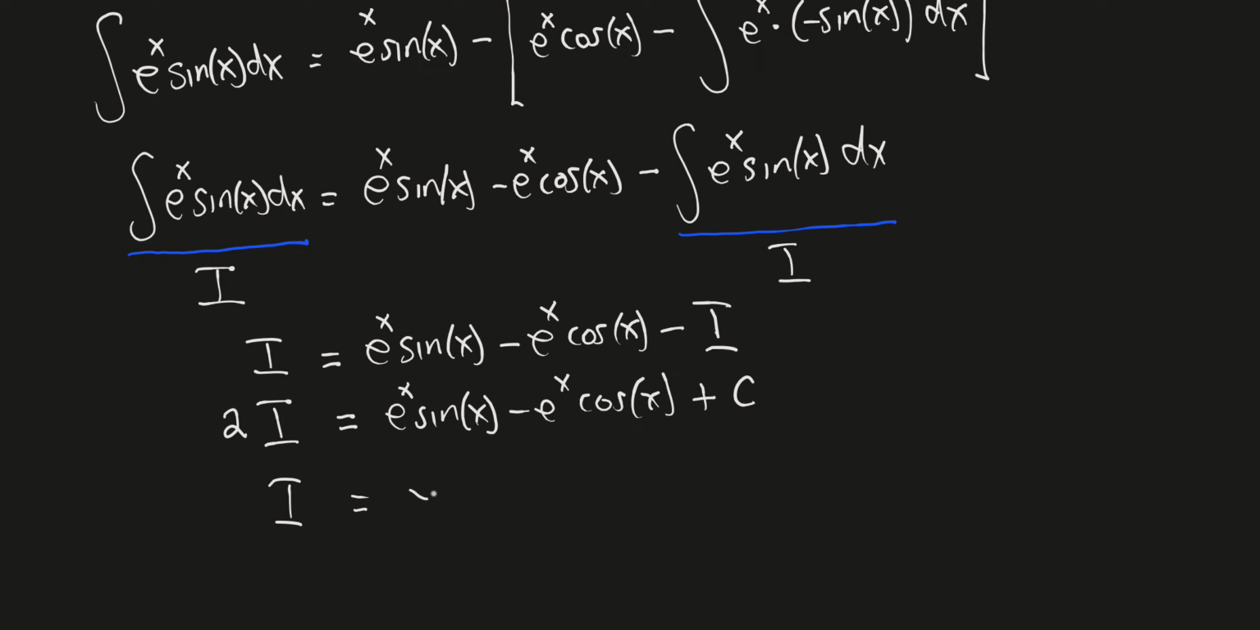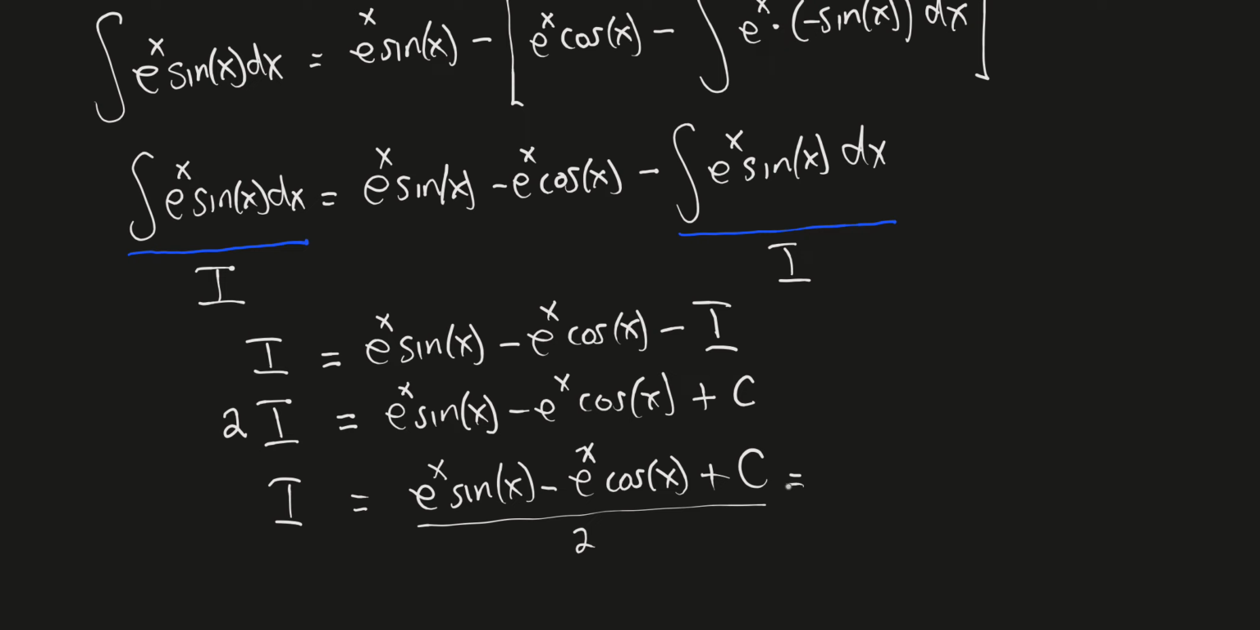Well, you can write it like this. You could put the entire thing as one fraction and then just put a 2 in the denominator. That works. Or, if you're like me and you like to have the coefficients out in front, you could say that this is 1/2 e to the x sine of x, and then minus 1/2 e to the x cosine of x.